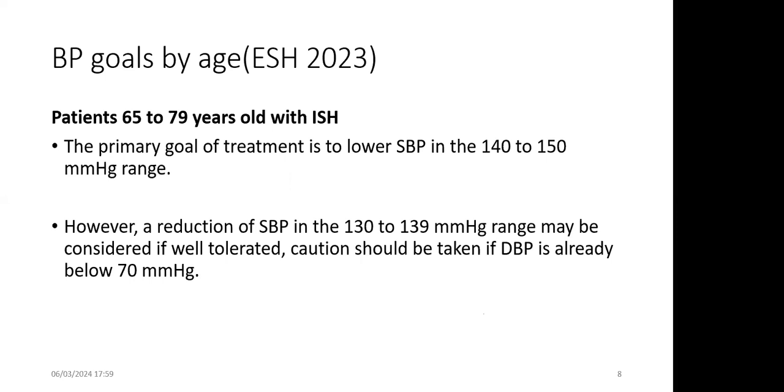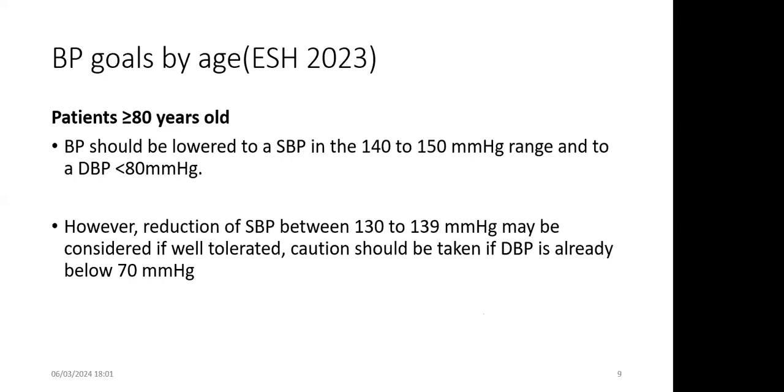Has relaxed. You don't want to drop those diastolics; keep them around 70. So in a patient whose diastolic is below 70, you don't want to be very aggressive. These patients should be lowered to a range of 140 to 150 systolic. Then for a systolic of 130 to 139, we would like to achieve those.